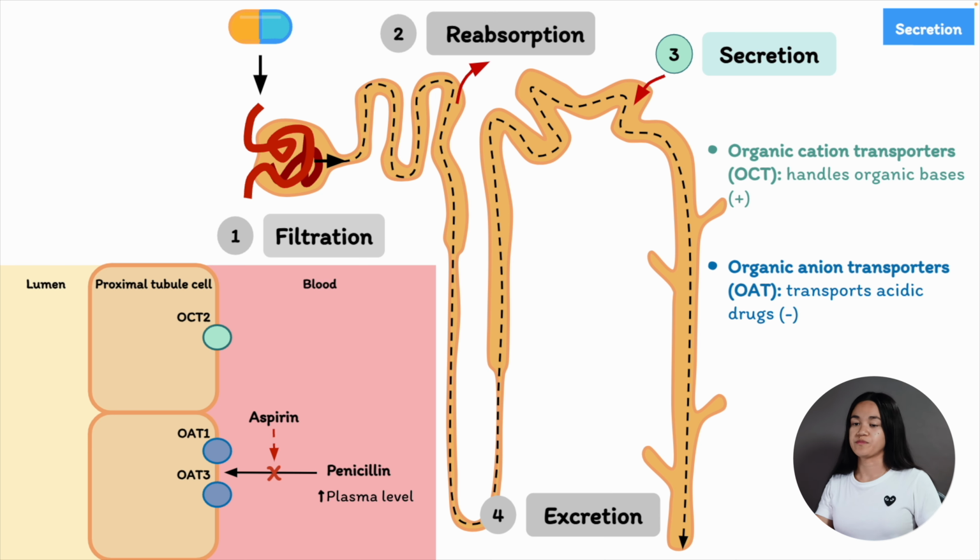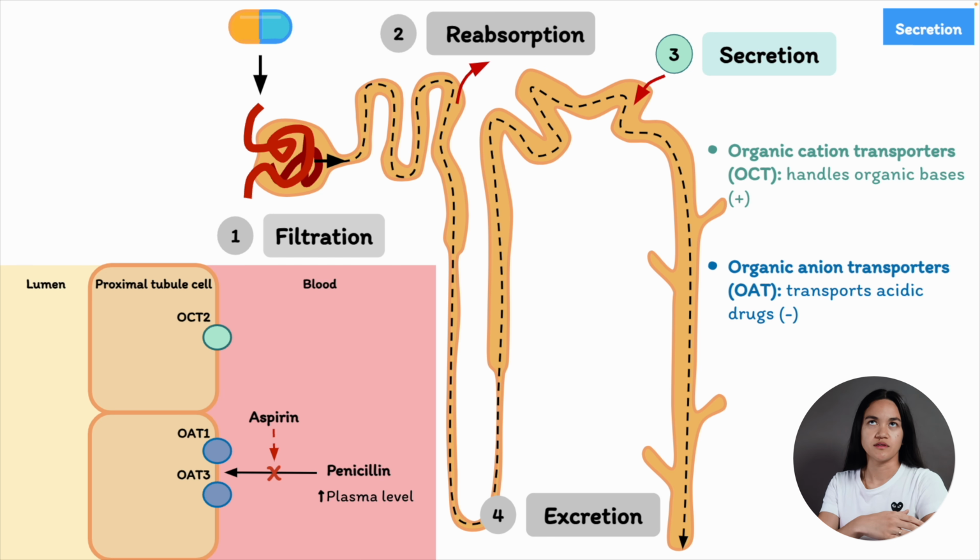But that's secretion. That's the process of tubular secretion. We're moving drugs from the bloodstream directly into the tubules using specialized carriers, okay? Let's move on and explore in more detail the factors that influence renal drug excretion.